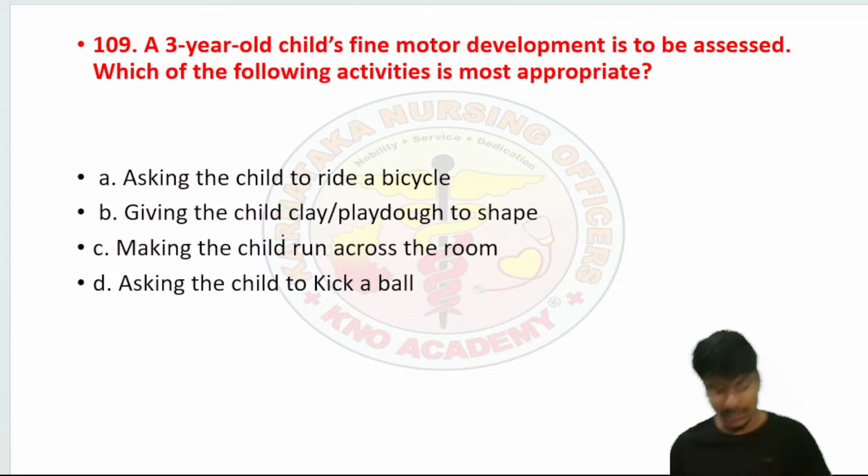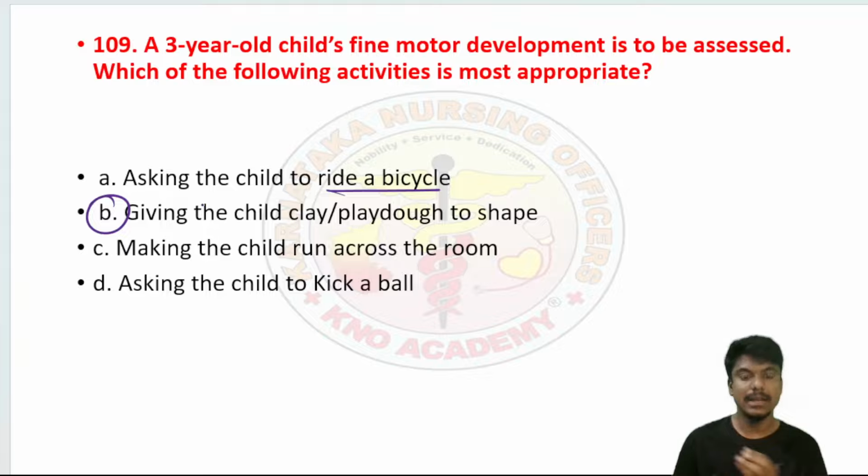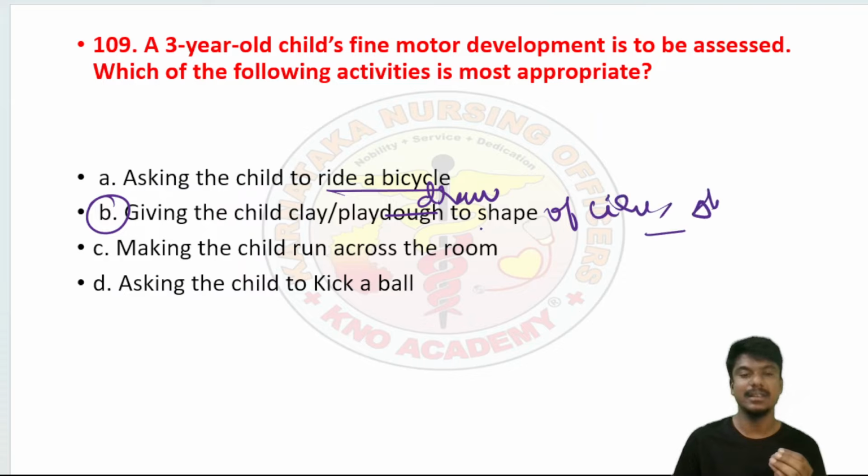So moving towards the next question. Here we have a 3-year-old child whose fine motor development is to be assessed. Which of the following activities is the most appropriate? Here the examiner is asking which among the given activities will improve the fine motor activities of the child. The options are in front of you: asking the child to ride a bicycle, giving the child clay to play with, and drawing shapes like circle and triangle.